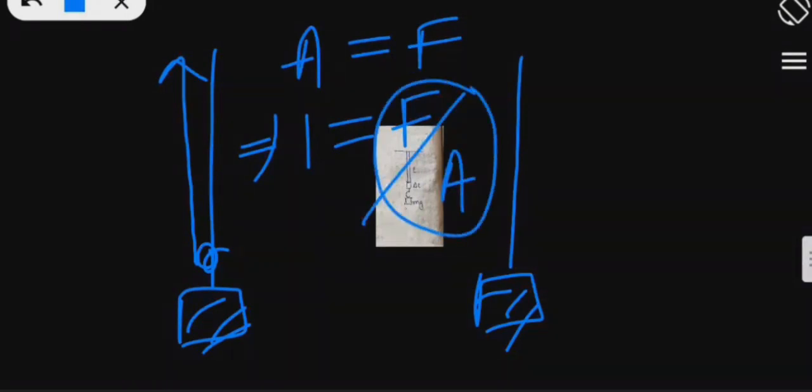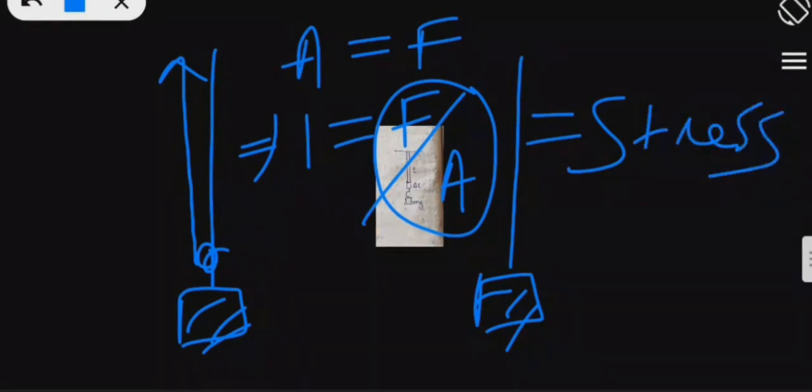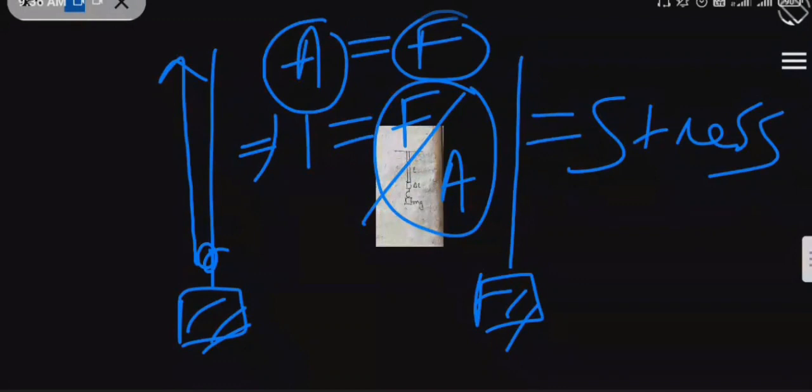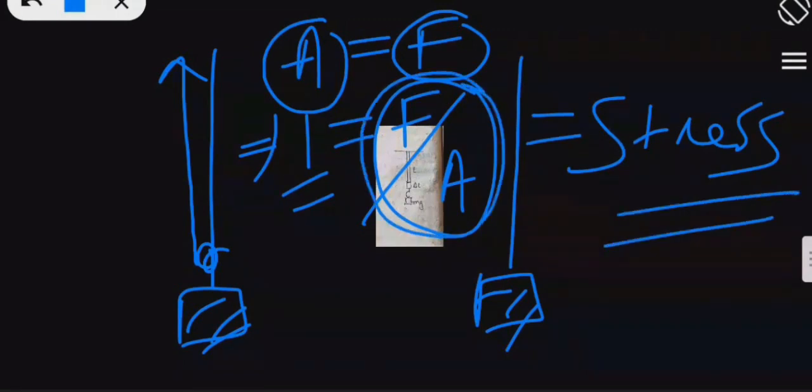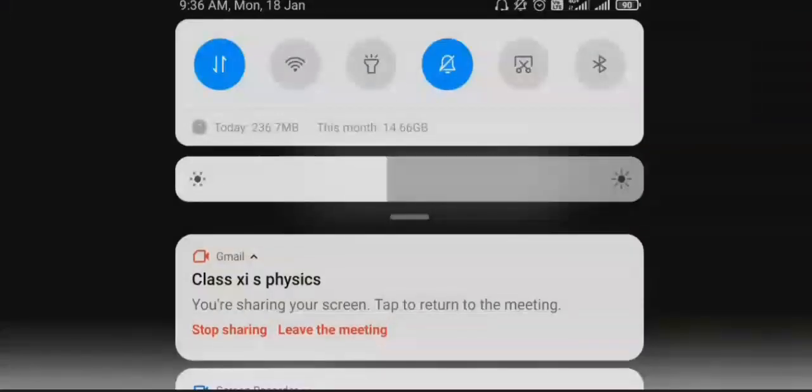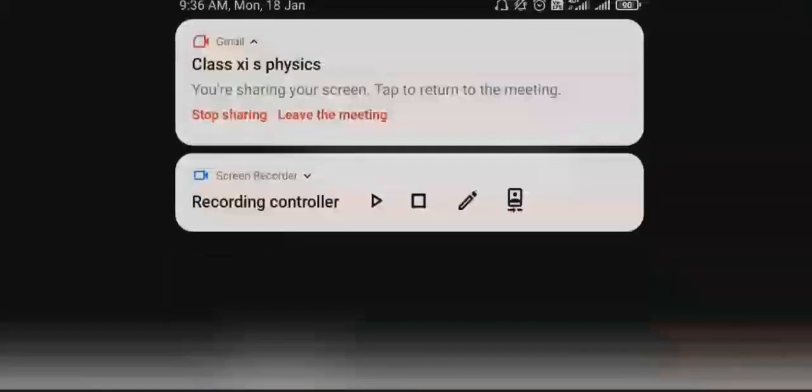This F upon A is known as stress. Again, if a bigger area gets a stress by applying a force F, then the unit area within that particular object is going to get a stress of F upon A. So this is the formula of stress, and we can say it has two types. One is normal stress, another one is tangential stress. Let us see in detail.